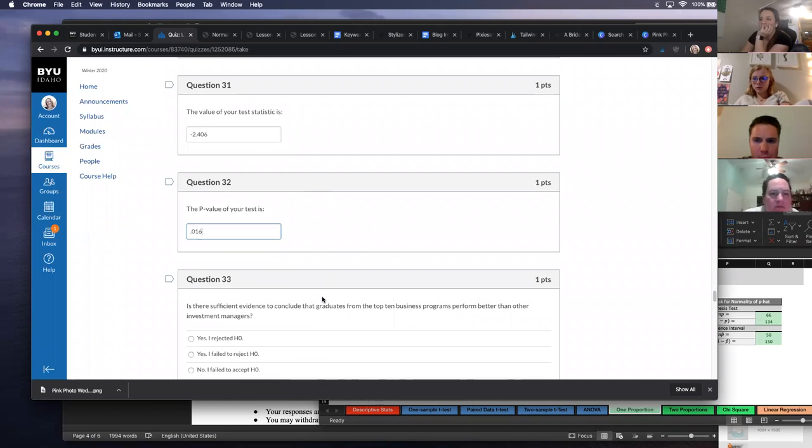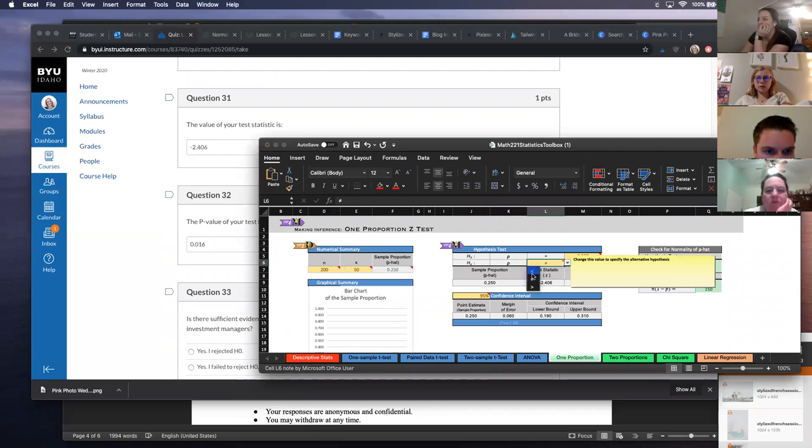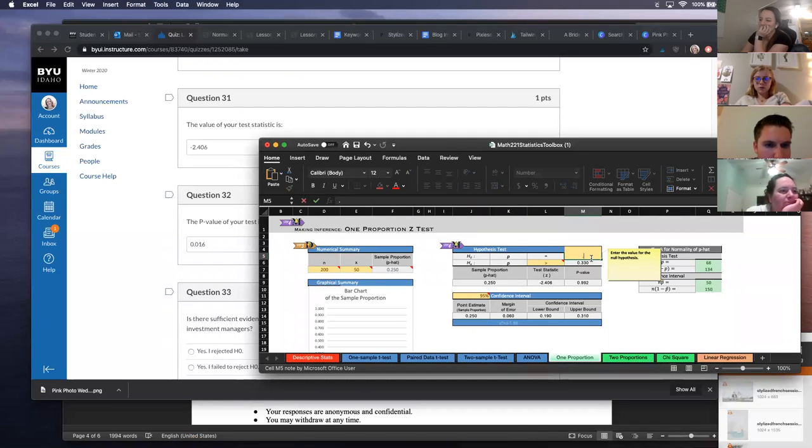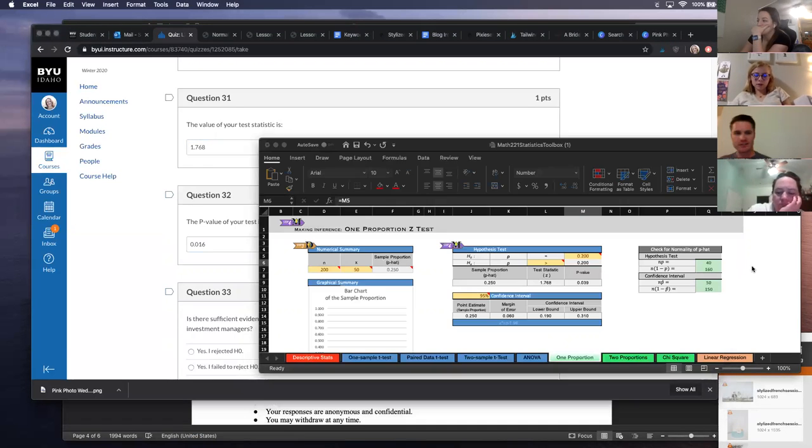Wait, can you go back to your Excel sheet? Because you switched the hypothesis test. You have to make that one greater, and the value up there is 0.330. You want it to be 0.2. Oh, thank you. Good catch. Yep, that looks better. Okay, so it's 1.768. Is that what you guys got?